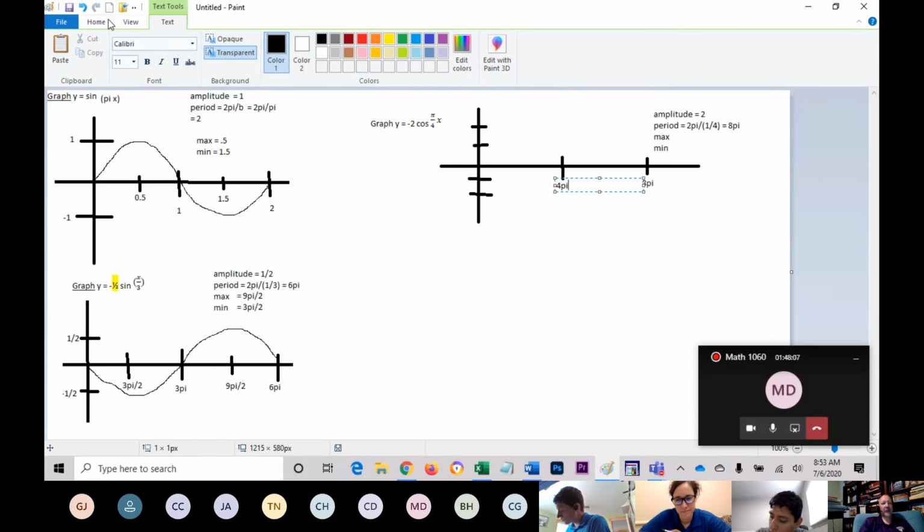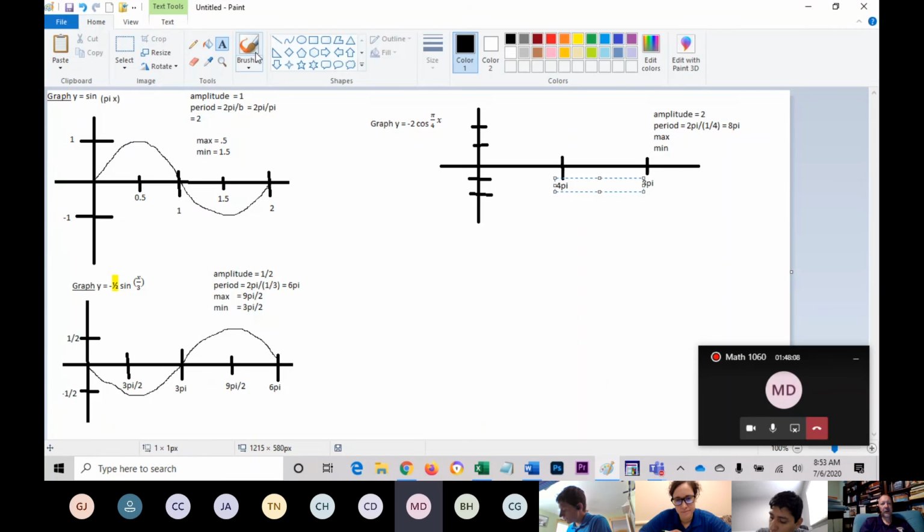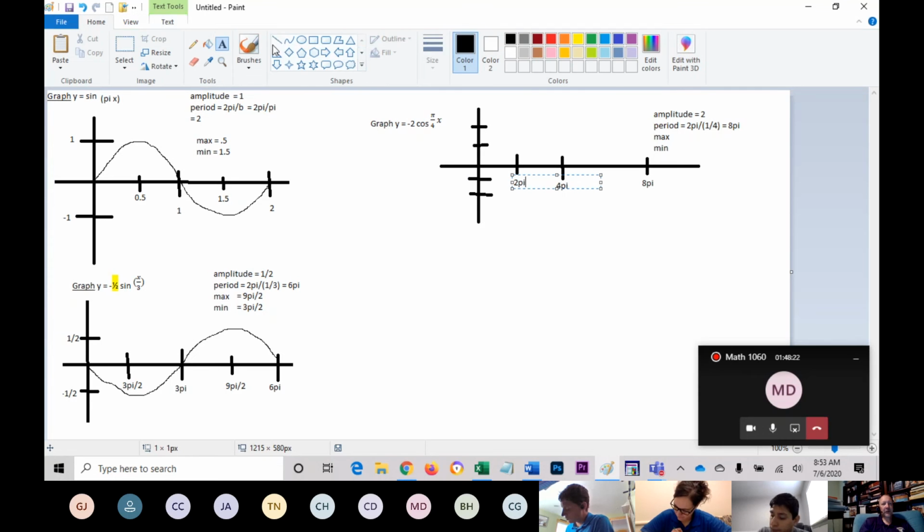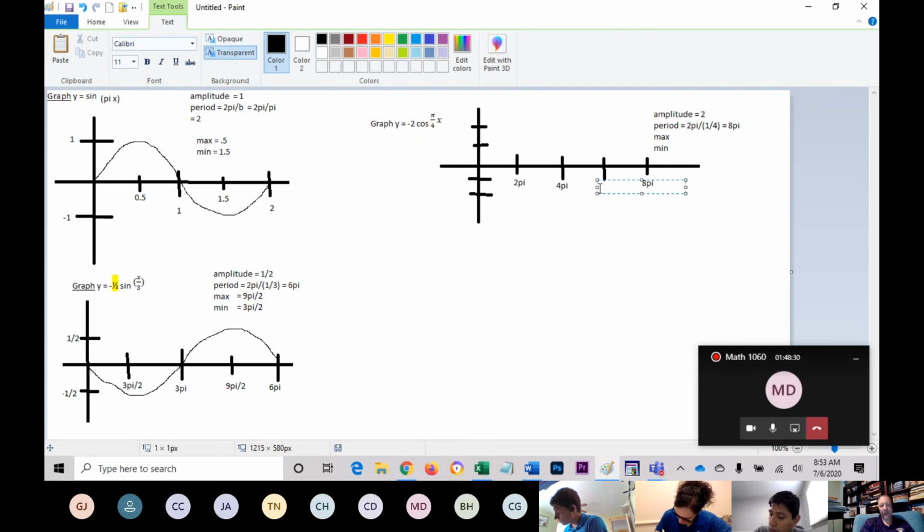Half of 4 pi is? 2 pi. 2 pi. That was a nice, easy one, unlike poor Nicole. She had to figure that out. Okay, 2 pi. And then this value in the other middle is going to be what? 6 pi. 6 pi. Okay.